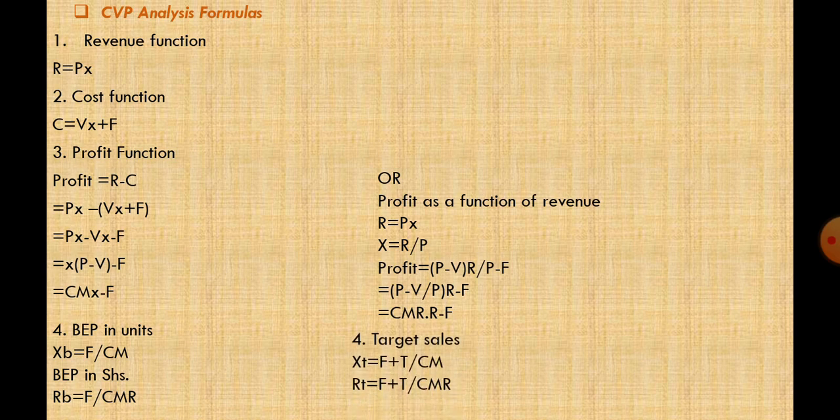We can also have another formula under target sales, which is about discretionary expenditures. If we have a target sale that we want to achieve, in terms of units, to the fixed cost we add the target profit, divided by the contribution margin. Whereas in terms of shillings, you divide with the contribution margin ratio. So those are the formulas that we can use under the cost volume profit analysis.